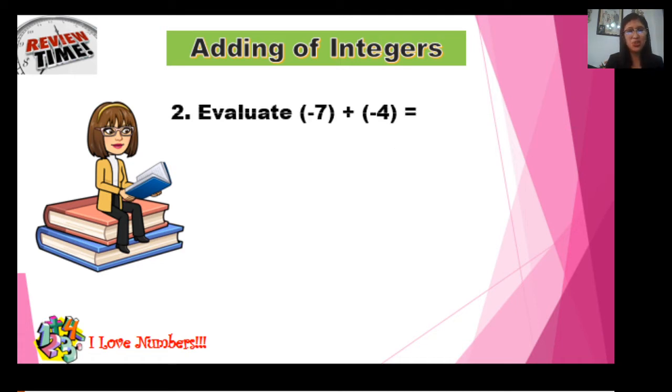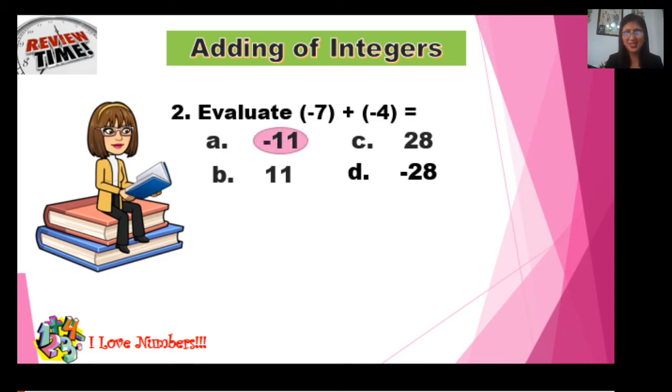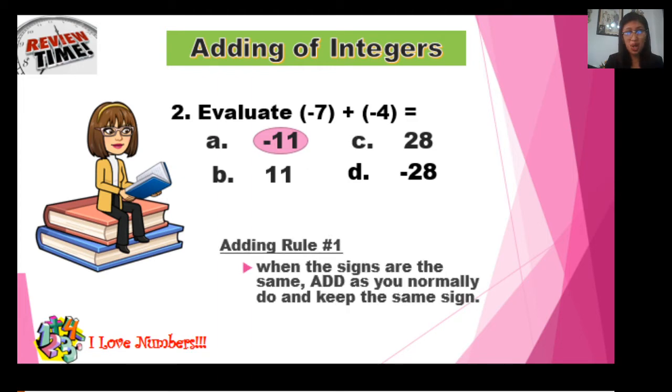Let's have number 2. Evaluate negative 7 plus negative 4. What is the sum? Negative 11, 11, 28, or negative 28? The answer is negative 11. Very good. Always remember, when the signs are the same, add as you normally do and keep the same sign.